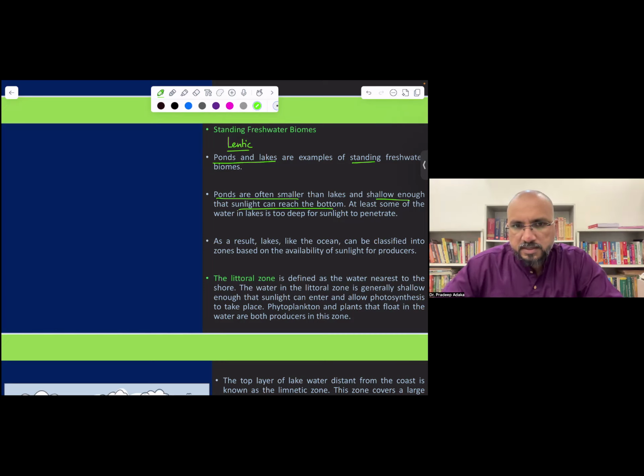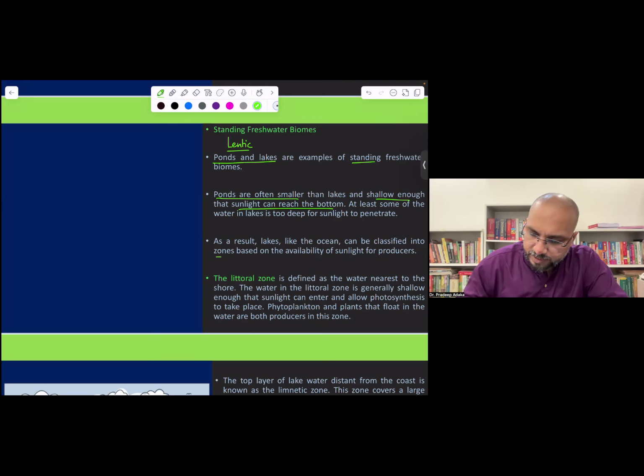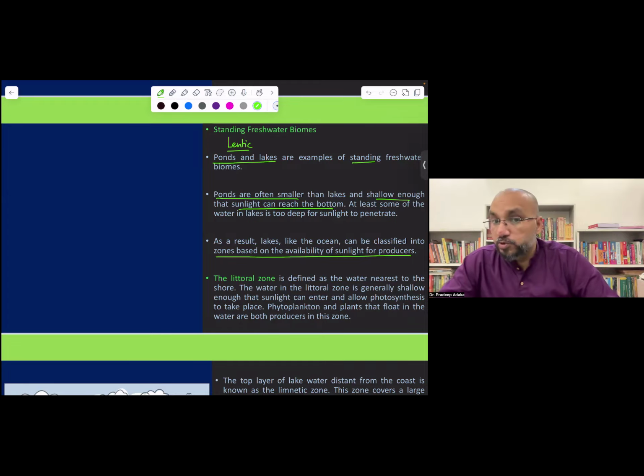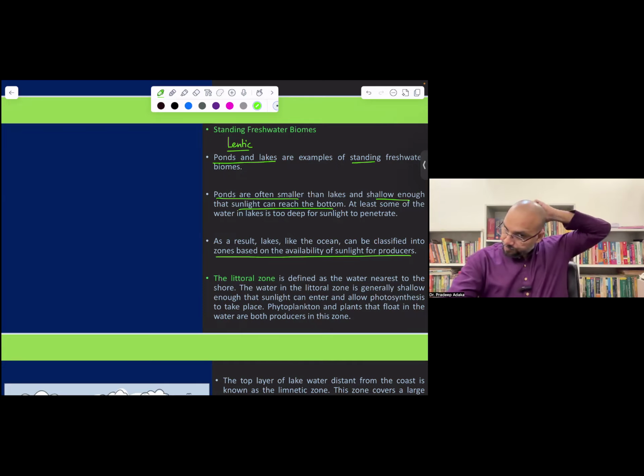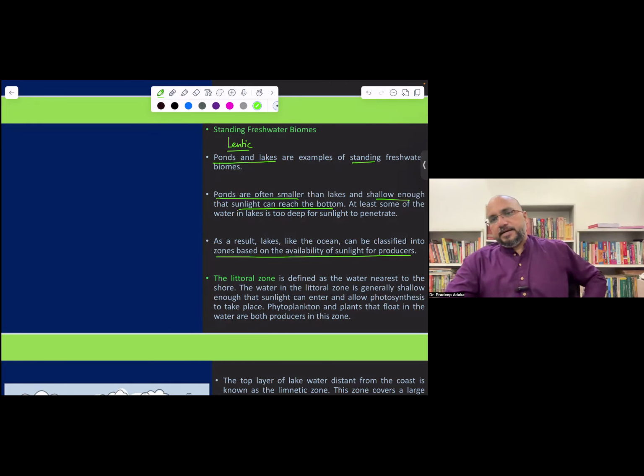Some lakes are very deep, where sunlight cannot penetrate to the bottom. So lakes, like oceans, can be divided into zones based on the availability of sunlight for producers. Oceans are again divided into different zones depending upon how far the sunlight can penetrate.